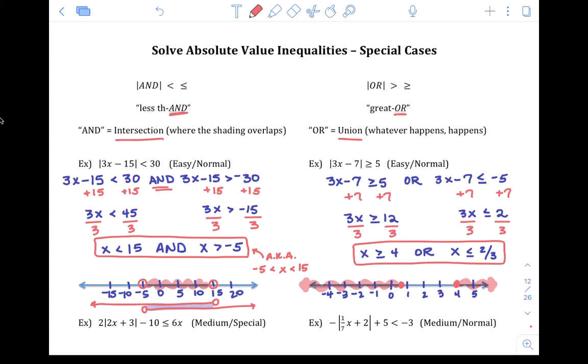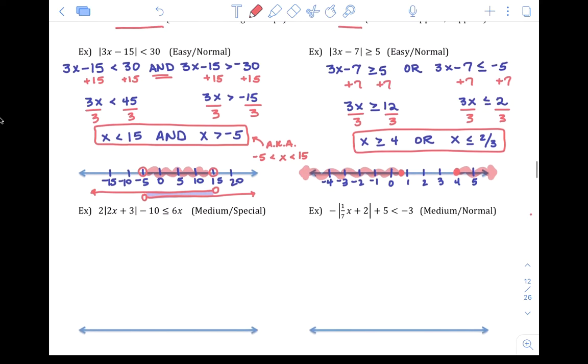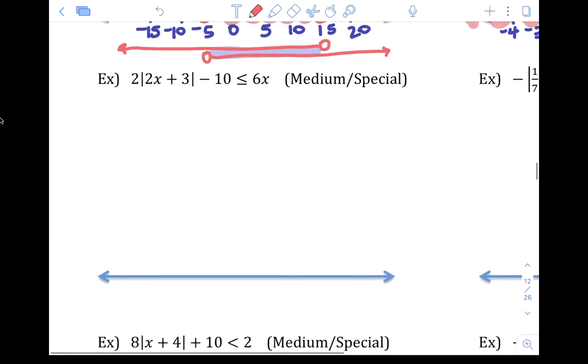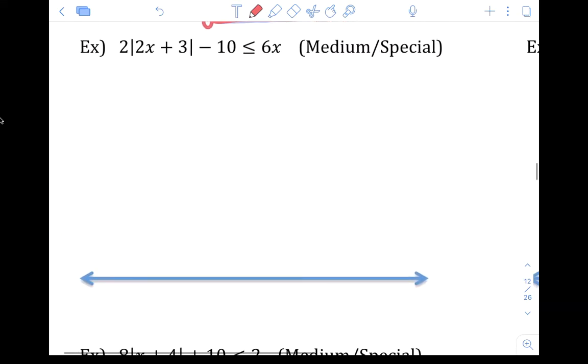So focusing on special cases, this is especially when you get things that are atypical, like all real numbers or no solution, or in an and's case, whenever the shading goes the same way, you've got to consider where the intersection truly is when it's not always in the middle like it usually is. So let's go down to our next example. We'll handle the ands on the left-hand side, and then we'll handle the ors after that. I've marked this one as medium and special, so it's a special case.